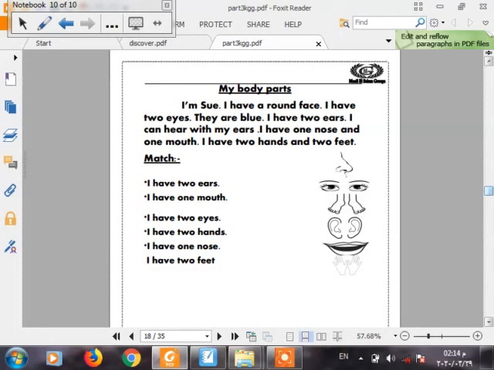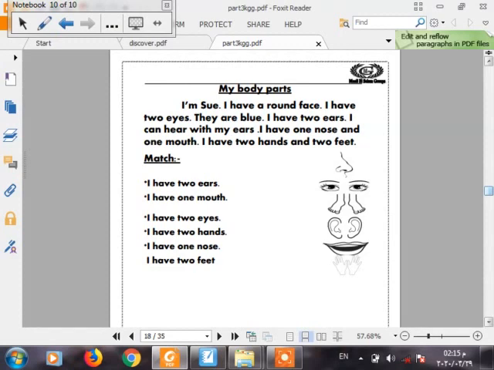They are blue. I have two ears. I can hear with my ears. I have one nose and one mouth. I have two hands and two feet. So again, let us read it again. I am Sue. Read with me, please.